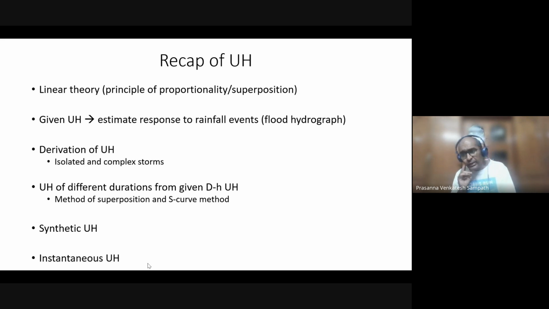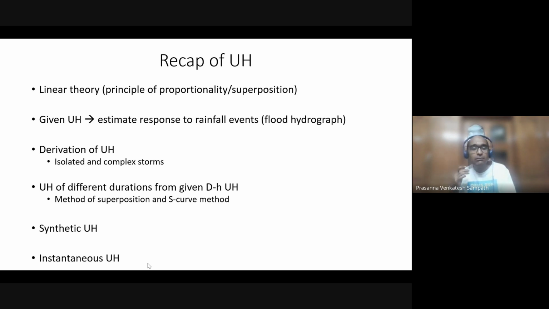The second method that we spoke about was the S-curve method, where the unit hydrograph that you desire can be any duration. It works even for an integer value, but also for non-integer values. If I have a 2-hour unit hydrograph, I can get a 4-hour unit hydrograph from the S-curve method. I can also get a 5-hour unit hydrograph, which is not an integer multiple. We discussed how to go about doing that. Then we spoke about the synthetic unit hydrograph, the SCS triangular unit hydrograph, which was an example.